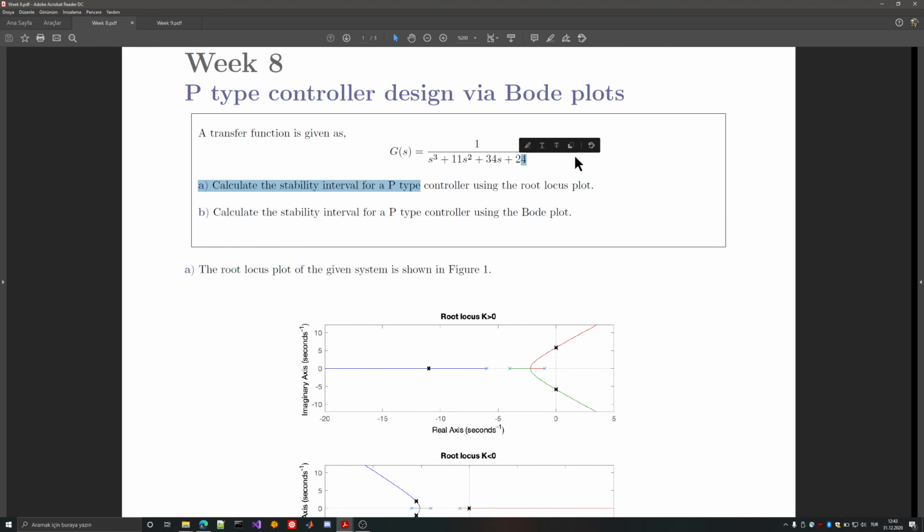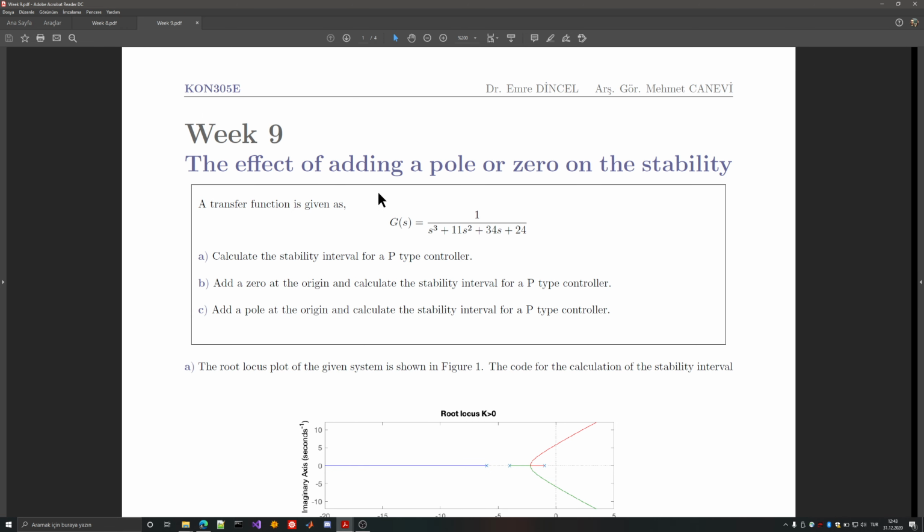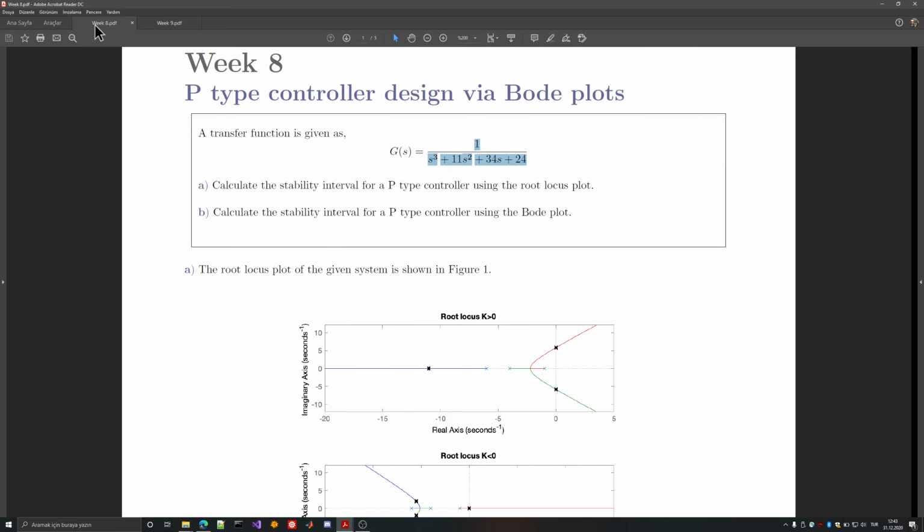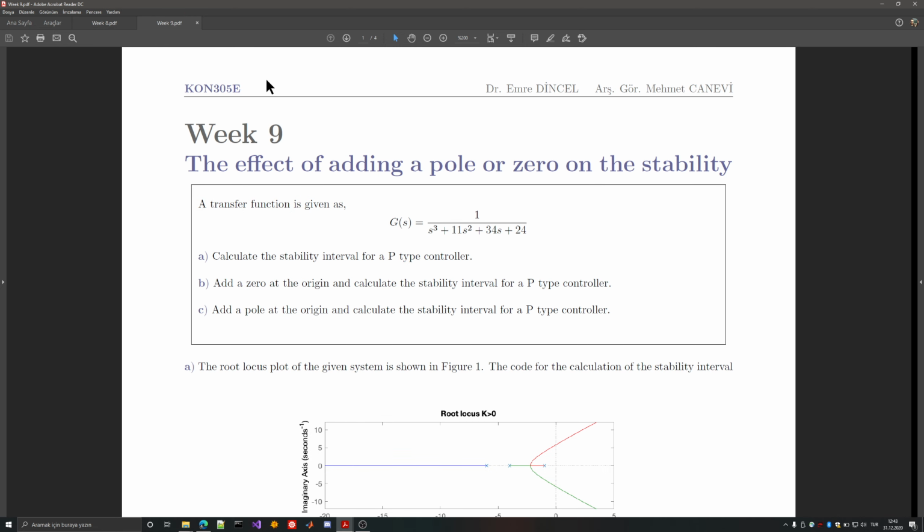We did look at the root locus and Bode plot, and we've seen that we can use the data on a system to analyze it, to attack it from different angles. So here in this part 2, we will see the effect of adding a pole or a zero on the stability of the system. Let's say we have a third order system, and I'm not sure if it's the same system. It seems to be the same one. Okay, that's even nicer. So we have the same system here.